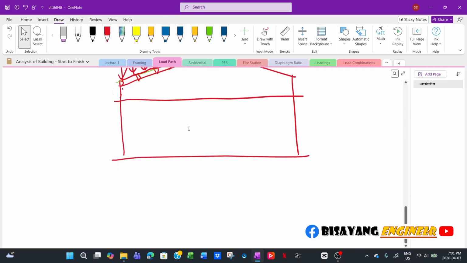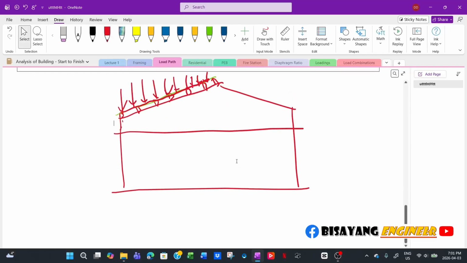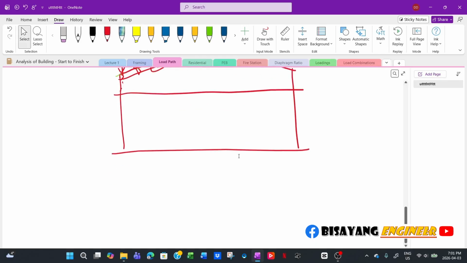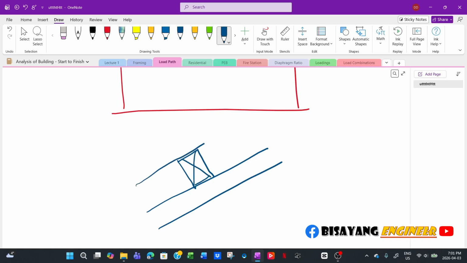So if we do a blow up view of this section here, you will have the roof truss top chord, and for the sake of discussion, we'll just use a wood frame. So this is your purlins, right? That's your wood purlins, and then this is your roof. Let's use a different color. So that is your roof sheeting.